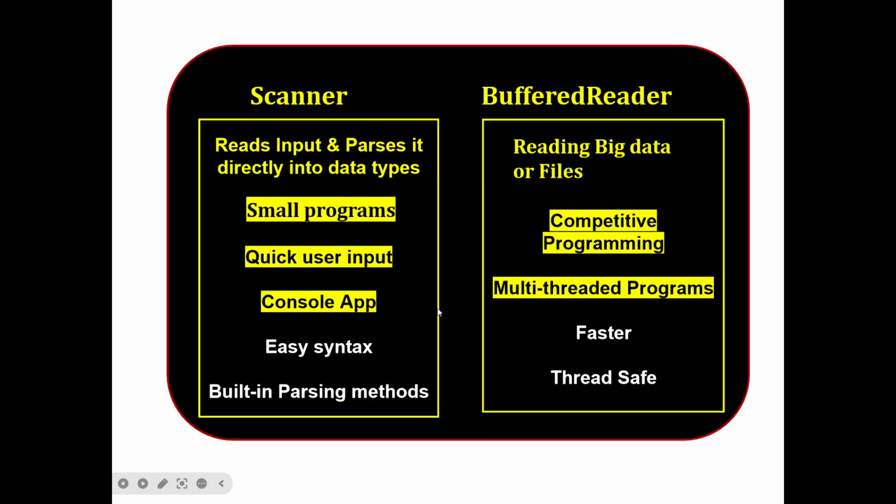So these are some important points you should keep in mind as the difference between the scanner and the buffered reader. In short, if you want to create small demos or small programs, or access quick user input, then you should go for the scanner. Whereas if you want to do professional, production-ready coding, you should go for the buffered reader, which can fit into multi-threaded environments, is faster, and can read big input files as well. So this is the basic difference you should keep in mind.